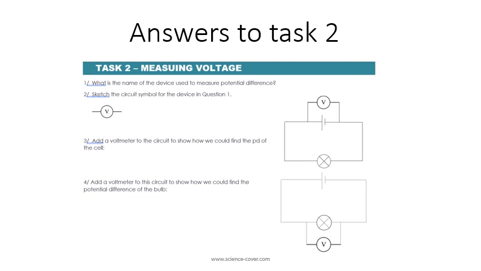Place a voltmeter on the circuit to show how we can measure the potential difference of the cell. The voltmeter must be connected either side of the cell. Add a voltmeter to show how we can measure the potential difference of the bulb. The voltmeter must be connected either side of the bulb.